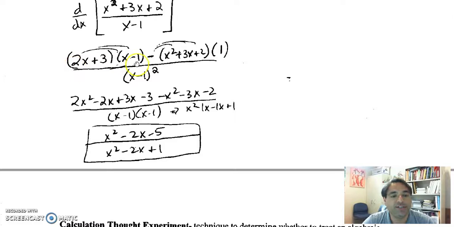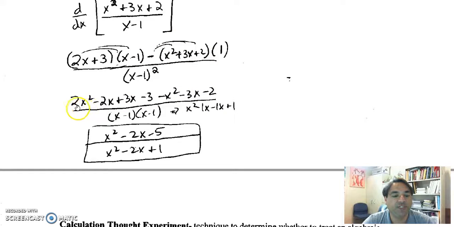So we're going to do 2x times x, which is 2x squared. 2x times negative 1 is negative 2x. 3 times x is 3x. 3 times negative 1 is negative 3. We're going to distribute the negative and the 1 at the same time. So negative 1x squared, negative 3x, and negative 2.